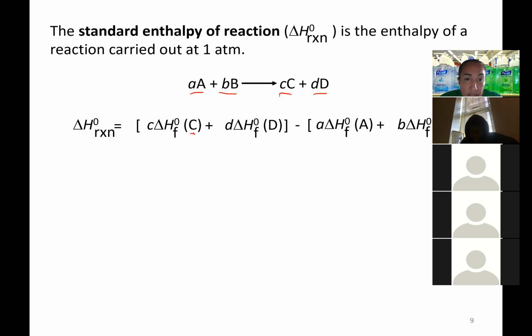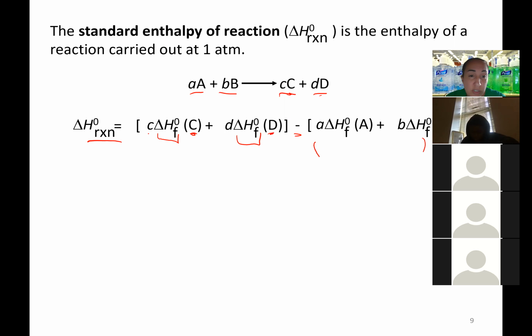See how this is C and D? And this is the enthalpy value of formation. So I would go to the appendix, find the enthalpy values of all of the products, add them up, and then subtract the enthalpy values of the reactants. That would give me the answer. That's all this is saying.